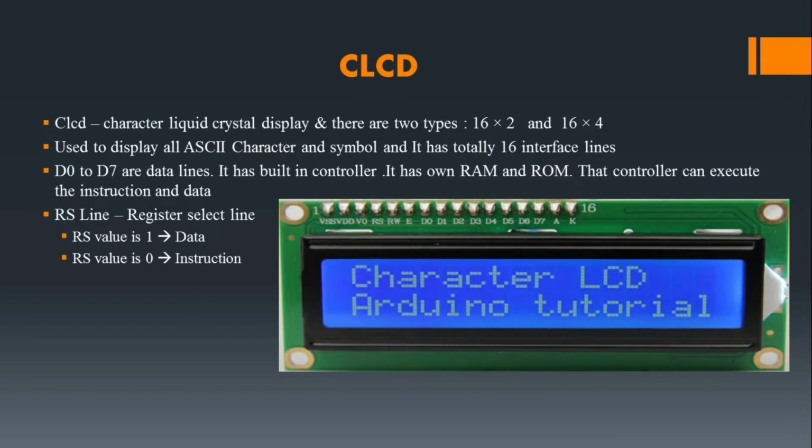It has a built-in controller. It has its own RAM and ROM so that the controller can execute the instructions and data. The RS line means the register select line. An RS value of 1 means it is data, and an RS value of 0 means it is an instruction.